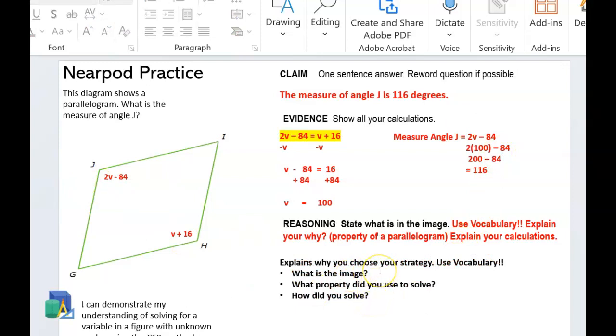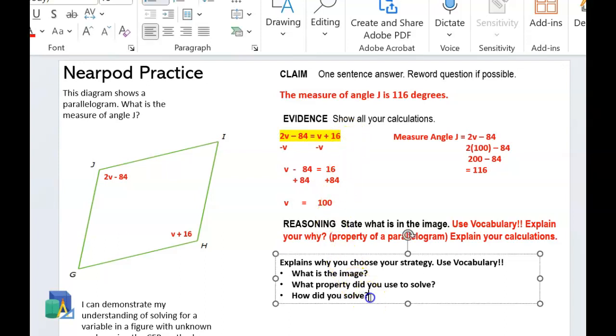What is the image? Make that statement that you have a parallelogram. Otherwise, you can't use those properties, right? So what are you looking at? What property did you use to solve? In my case, I used that opposite angles are congruent. There's 4 different properties. Whatever one you use, that's the one you want to put in your reasoning. I used that property of a parallelogram, that opposite angles are congruent, and therefore I was able to write this equation that I started off with here. Because opposite angles are congruent, I could set them equal to each other.